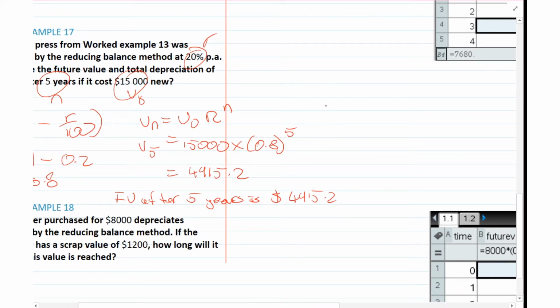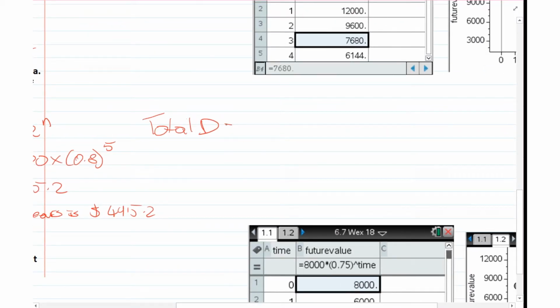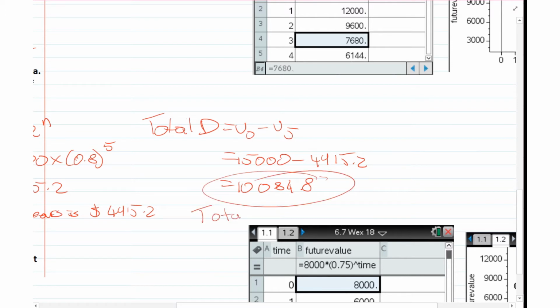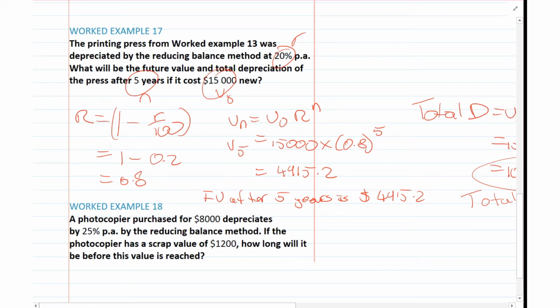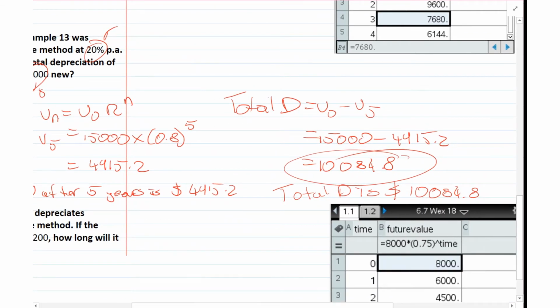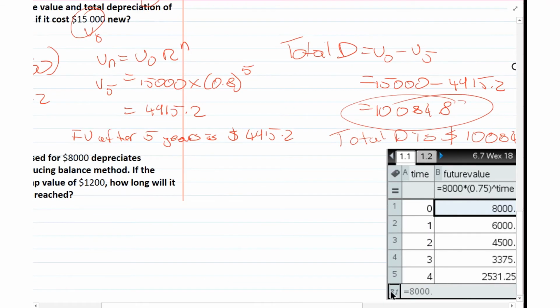Total depreciation. Total D. That was your V0 minus V5. So 15,000 minus 4915.2 will give you 10,084.8. So that's your total depreciation. Put total D is 10,084.80. So that's an example of where you're looking at how much it's going to cost after a certain point and how much it's depreciated. It started off at 15 grand, and after 5 years, it's only worth just below 5 grand. So you've lost 10 grand in value after 5 years. That's what that's saying there.